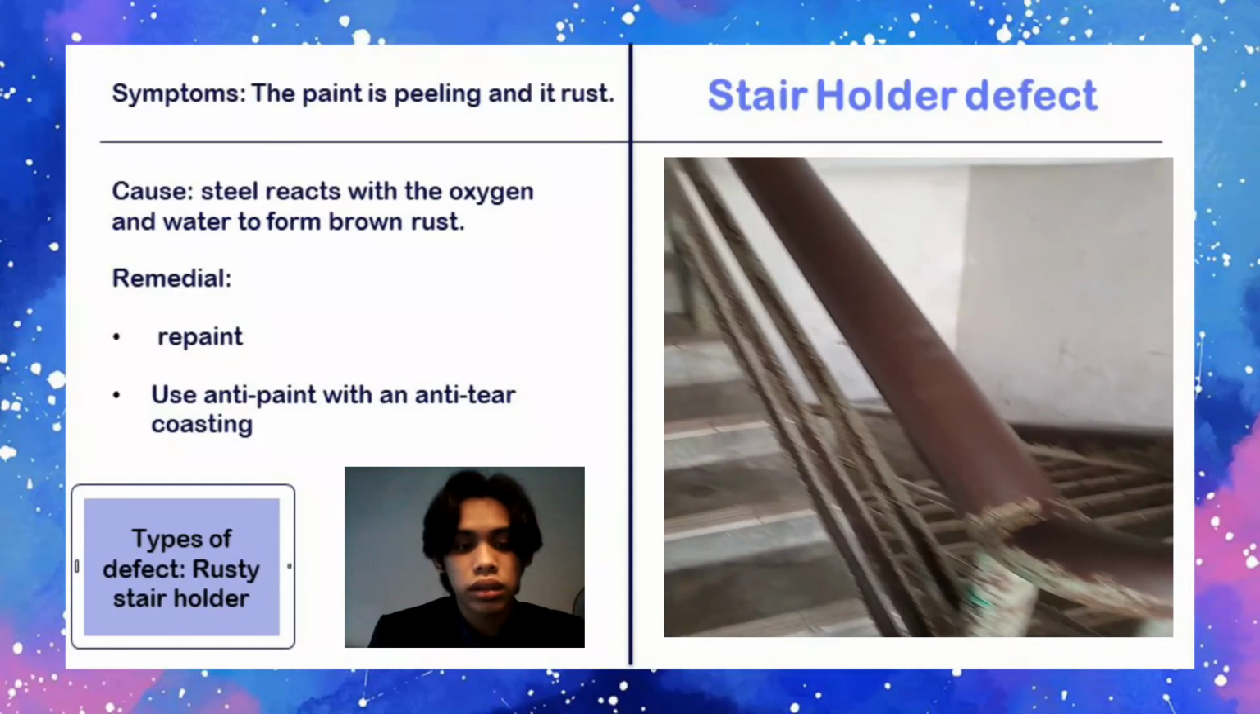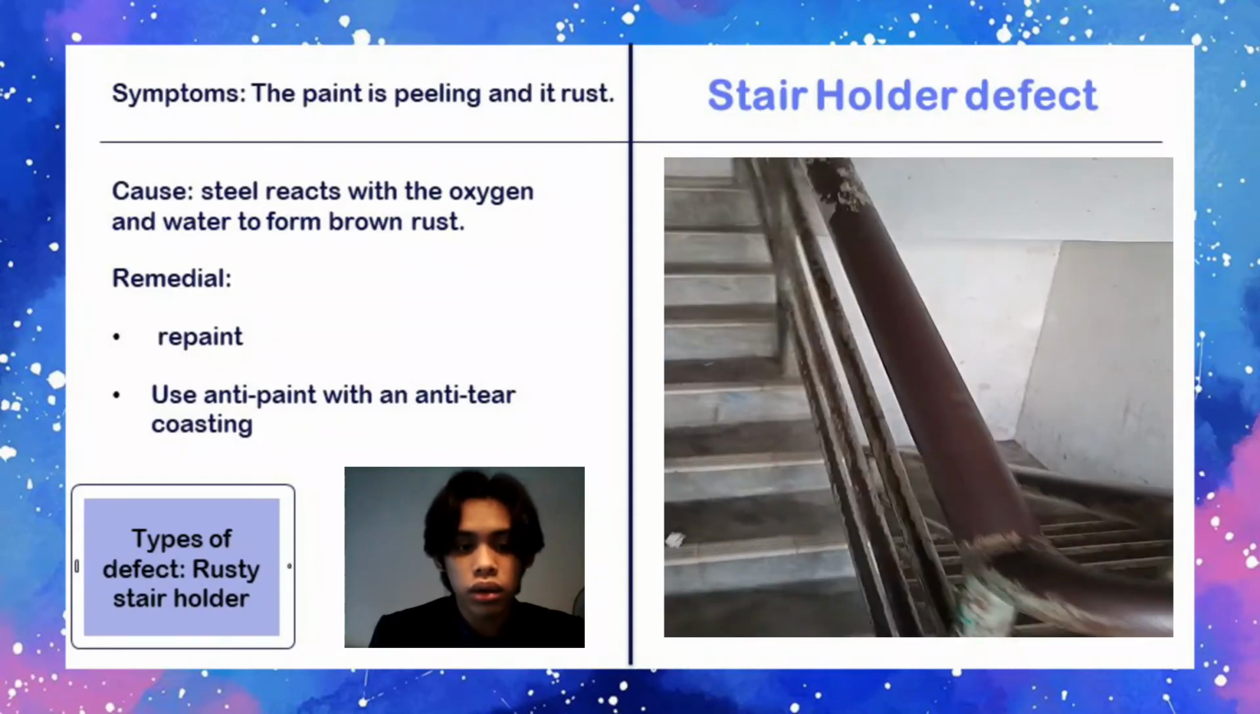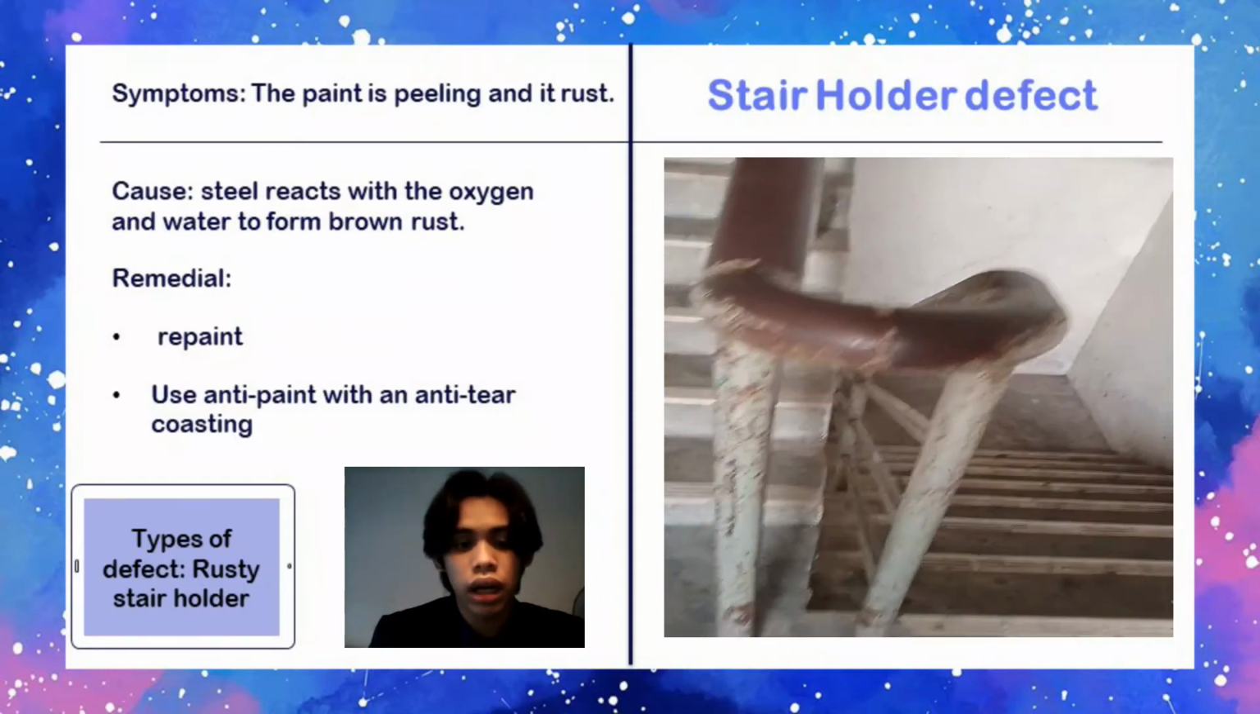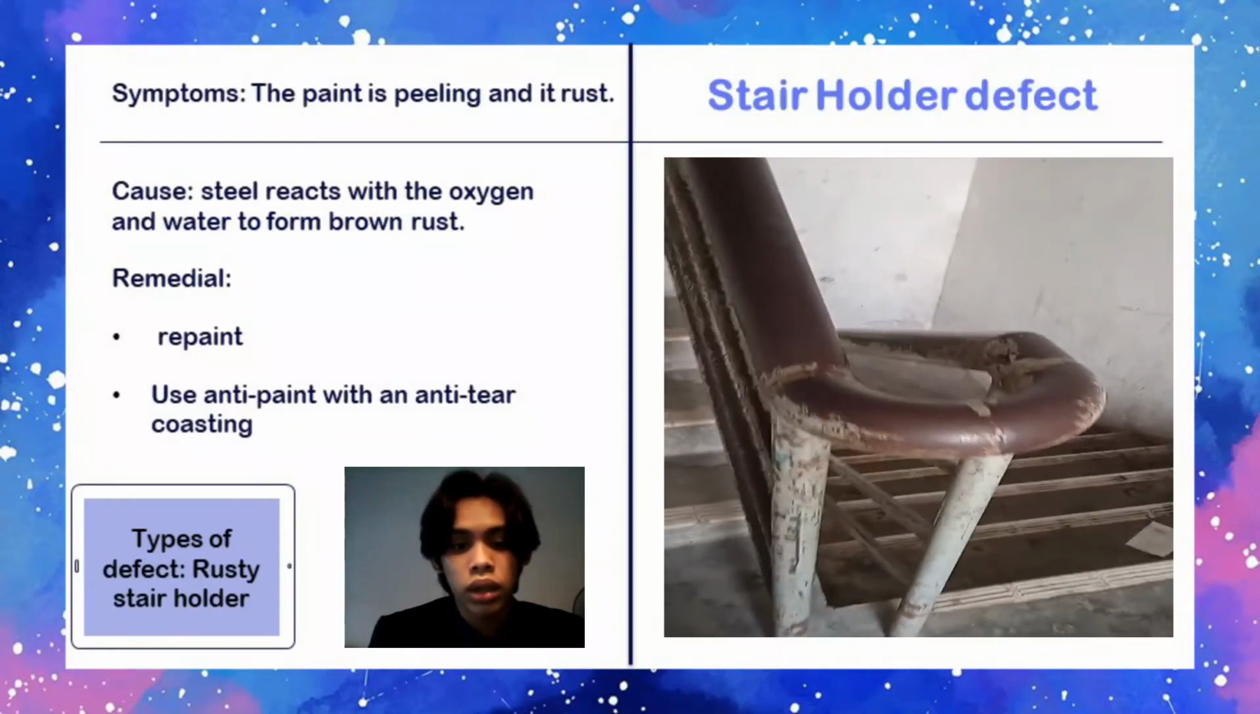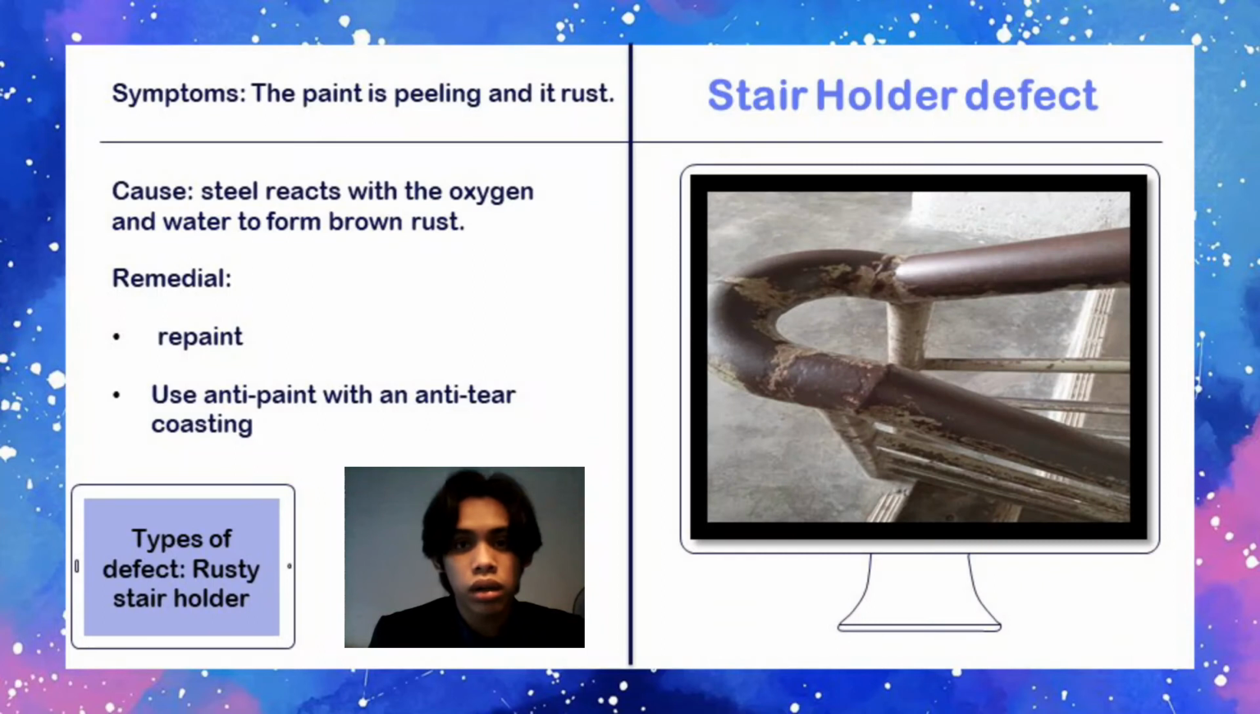So the cause of this defect is that rust forms when the iron in steel reacts with oxygen and water to form a brown rust, which causes the stairs to corrode. For the remedial, rust is a common problem, so make sure to repaint it regularly and use anti-rust paint with an anti-tear coating.